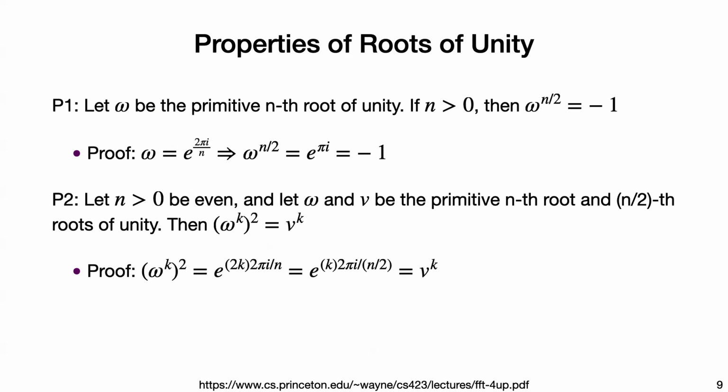And the second thing is that given some even n, if omega and v are the primitive nth root and the primitive n over 2 root, then if you raise omega to the 2k for some arbitrary k, you will get v raised to k. The meaning of this is that you have n roots of unity, and then you can define a second unit circle with n over 2 of them. And basically, what this is saying is that the second half will repeat the n over 2 roots of unity.